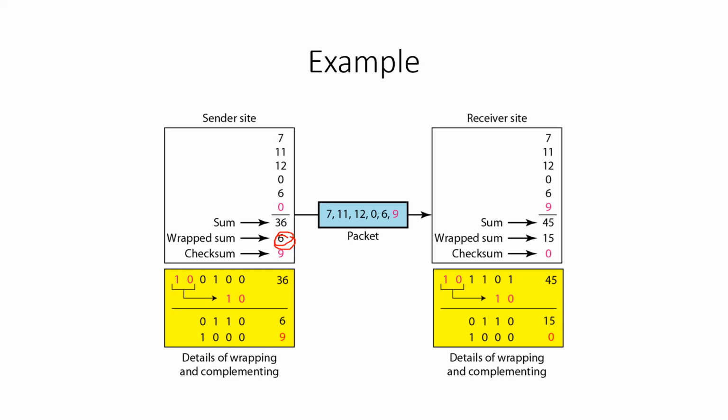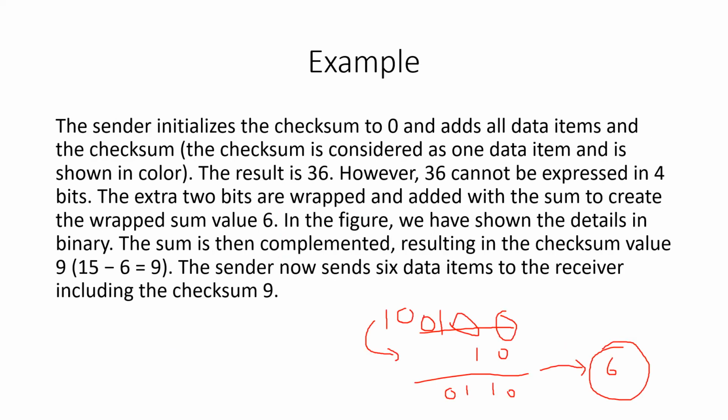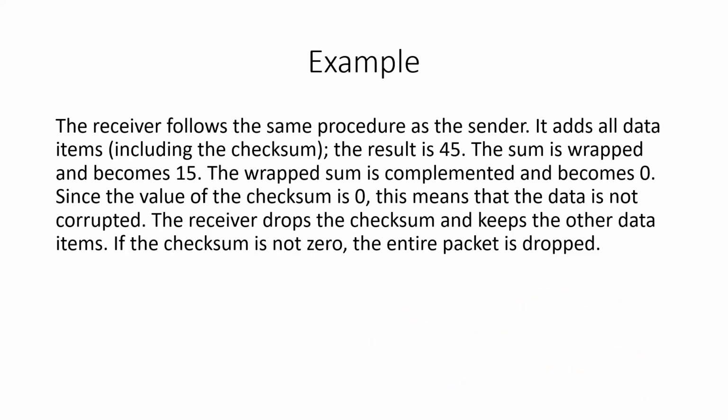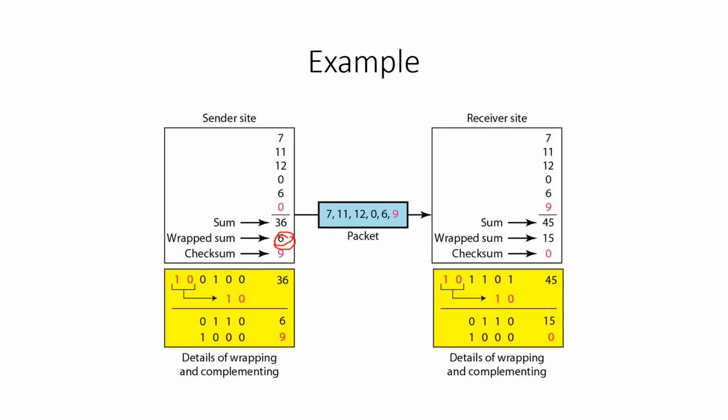For this wrapped-up sum, again we have to apply the complement. When we apply the complement to this 0 1 1 0, we will get 1 0 0 1. This is nothing but the binary representation of the value 9. So the complement is 9. This is the complement, or you can say the checksum value. This is the procedure I have told you. So it is actually 1001, and this will be sent to the receiver.